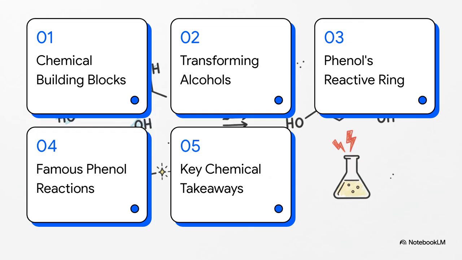All right, here's our game plan. We'll start with our two key players and what makes them tick. Then, we'll open up the standard toolkit for changing alcohols. After that, we're going to switch gears completely to phenols and see why their reactive ring is such a game changer, which leads to some really famous high-impact reactions. And finally, we'll wrap it all up with the key takeaways.